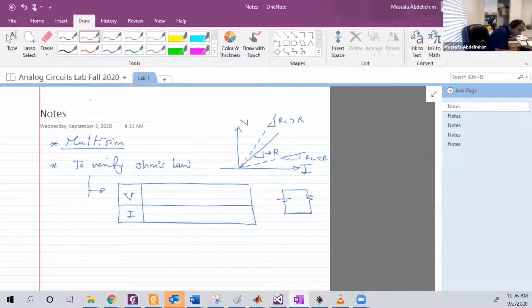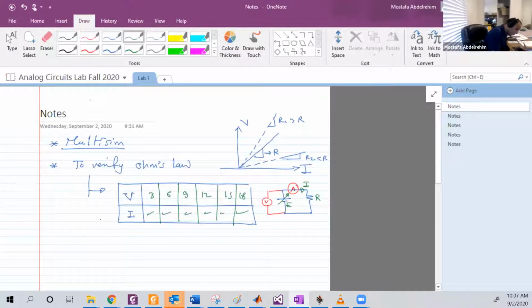Put here a meter to measure the current. Put here a voltmeter to measure the voltage, okay? And we have here our E, and we have here our R. And of course, I is flowing through the R in that way. So what you're gonna do is just change E. For example, 3 volt, 6 volt, 9 volt, 12, 15, 18, okay? And each time measure the current.